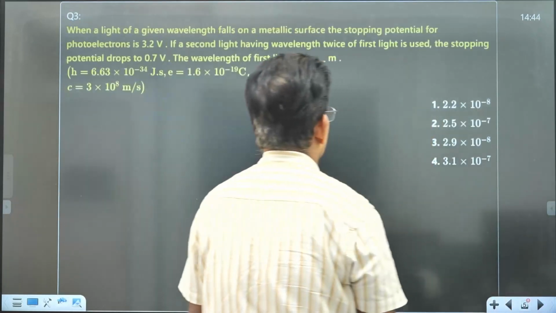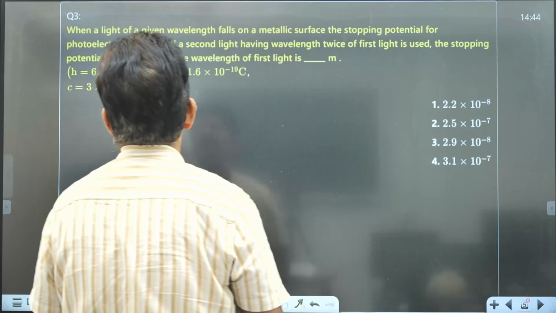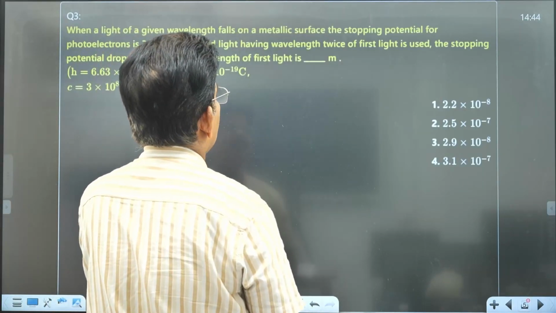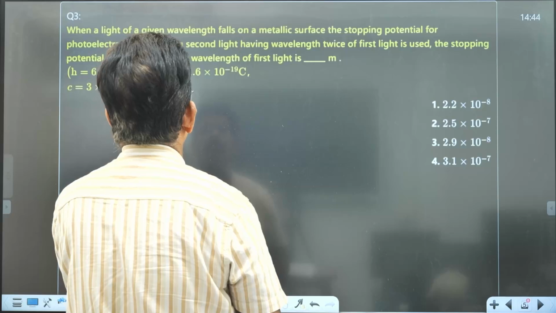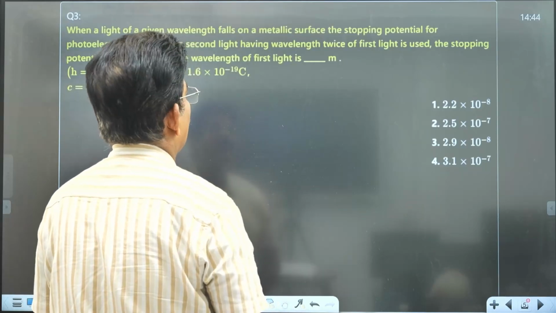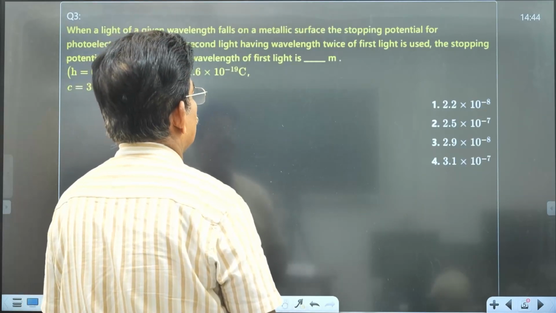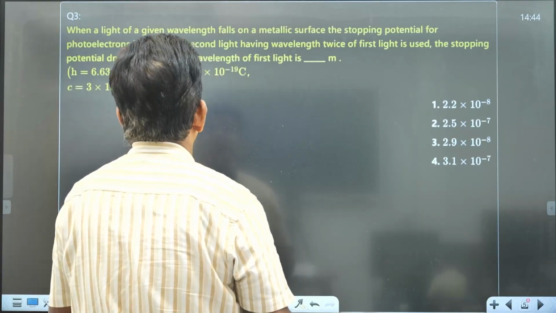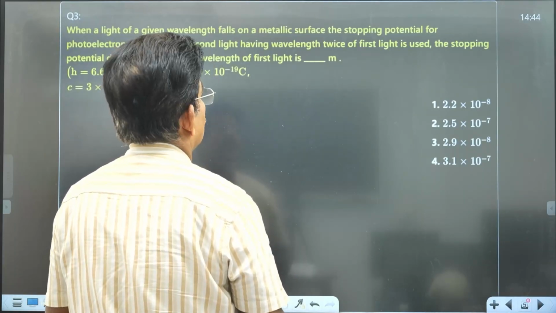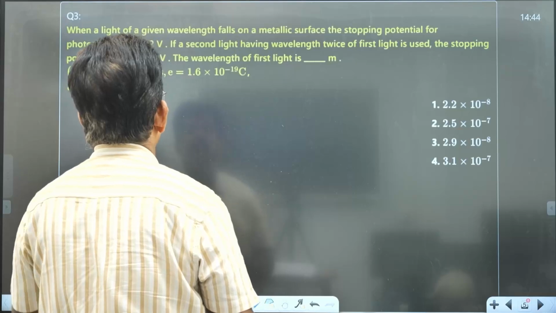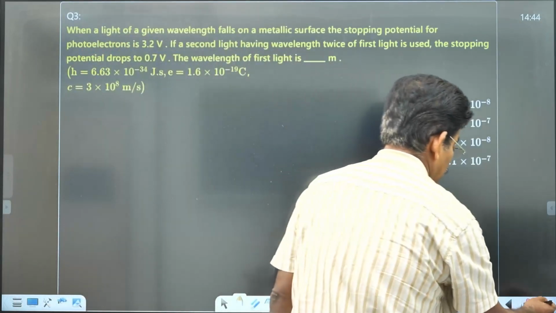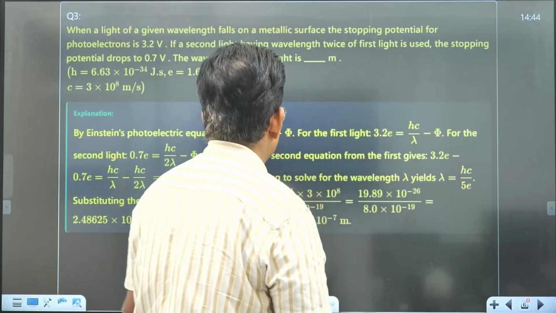Now let us go to the next. So I avoided the explanation, you can directly get the answer. The third one: when a light of given wavelength falls on a metallic surface, stopping potential is 3.2. A second light having a wavelength twice the first wavelength is used. Of course, wavelength more, energy less, so stopping potential also will be decreasing to 0.7. So we can easily do the problem from the explanation.